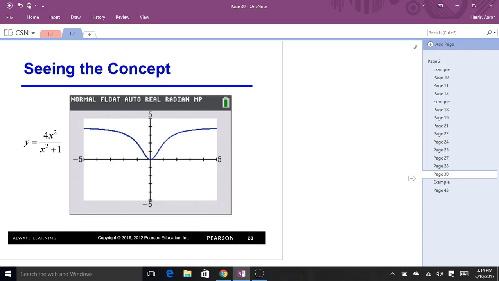Notice if you've got this point, let's say it's 4, 3 approximately, then you'd have the point negative 4, 3 over here. All right.